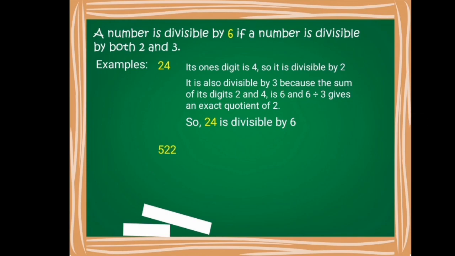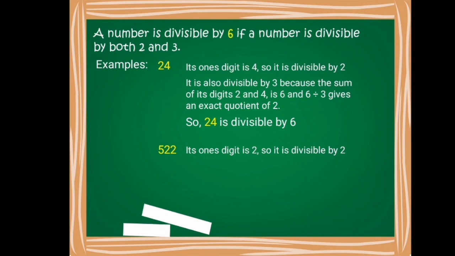Another example, 522. The digits are 5, 2, and 2. Its ones digit is 2. So it is divisible by 2. Kasi ang ones niya ay 2. Dahil sabi sa rule ng divisible by 2, kapag daw ang ones ay 0, 2, 4, 6, or 8, ang number na yun daw ay divisible by 2. So dahil ang ones niya ay 2, divisible by 2 siya.